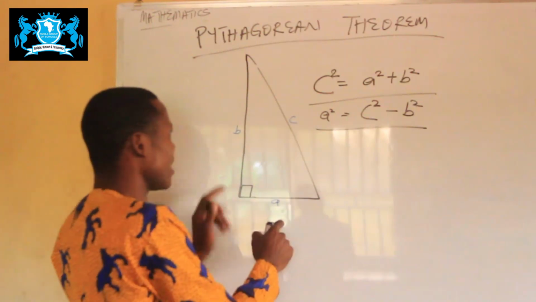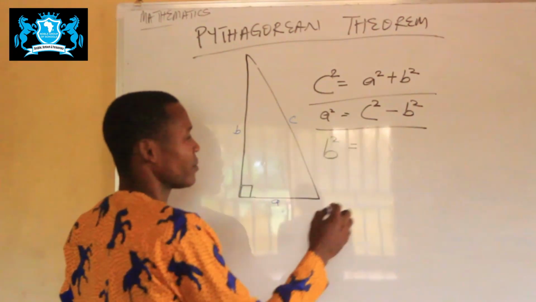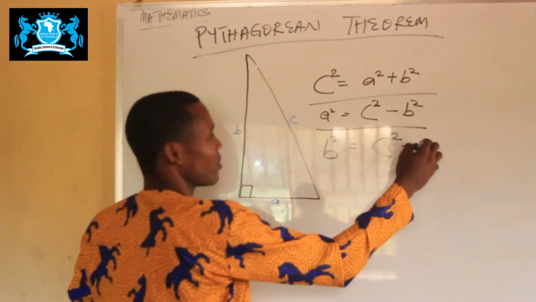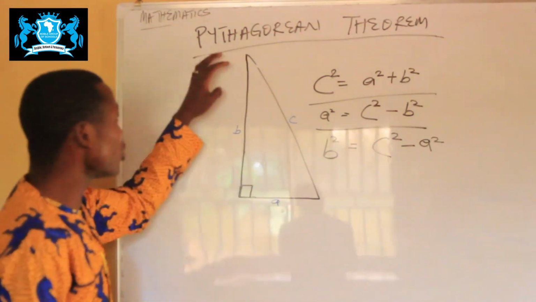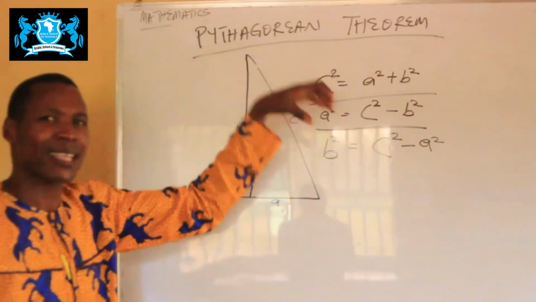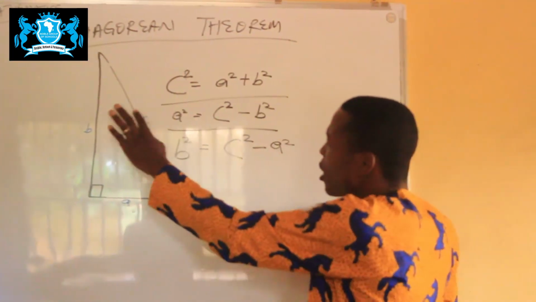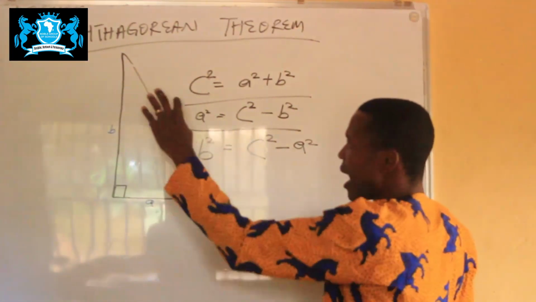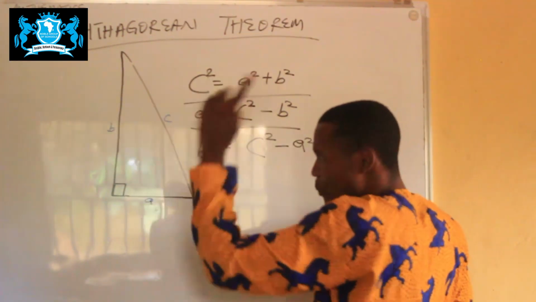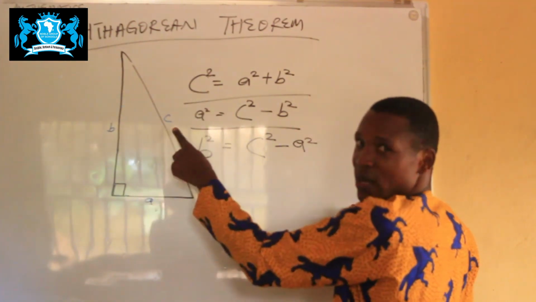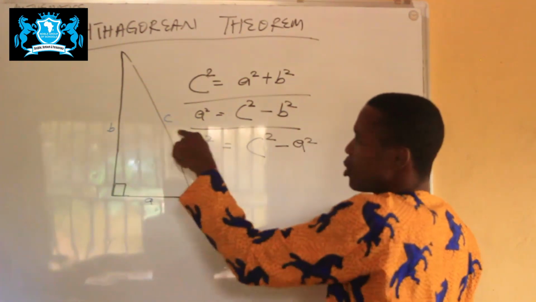What if you are given c and a without b? It will now be c squared minus a squared. This is very simple. For you to find the side of a right-angled triangle, what you do is simple. If you are given the two shorter sides, and you are not given the hypotenuse, just add the squares of these two sides and take the square root. It will give you the hypotenuse. But if you are given the hypotenuse and one side and not the other side, you now do minus.